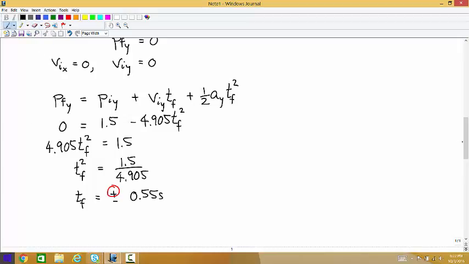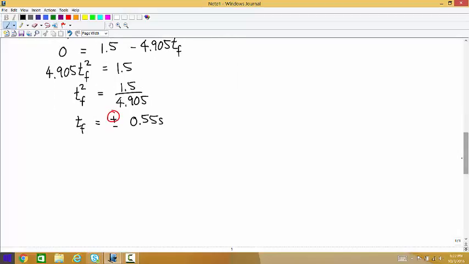Okay, so 0.55 seconds. Since it was dropped, we know that the initial velocity for both is 0. If something's dropped, the initial velocity is the same as what it's dropped from. So if it's a helicopter, it has the helicopter's velocity. If it's a car, it has the car's velocity. And in this case, it's dropped from the ground, so it has the ground's velocity, which is 0.